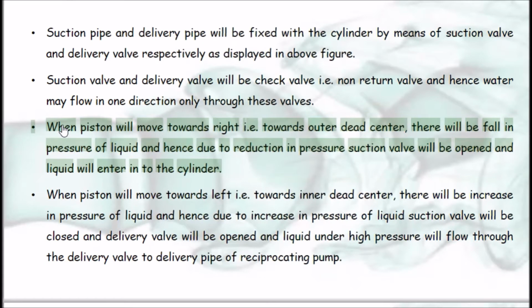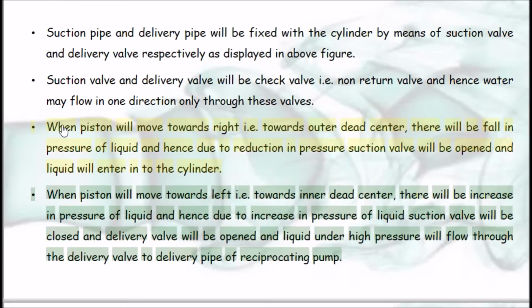When piston will move towards right, i.e. towards outer dead center, there will be fall in pressure of liquid and hence due to reduction in pressure suction valve will be opened and liquid will enter into the cylinder. When piston will move towards left, i.e. towards inner dead center, there will be increase in pressure of liquid and hence due to increase in pressure suction valve will be closed and delivery valve will be opened and liquid under high pressure will flow through the delivery valve to delivery pipe of reciprocating pump.